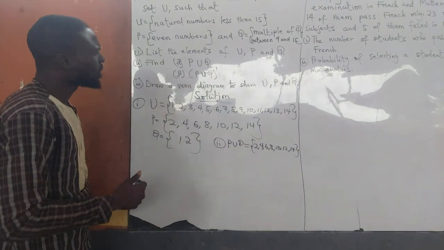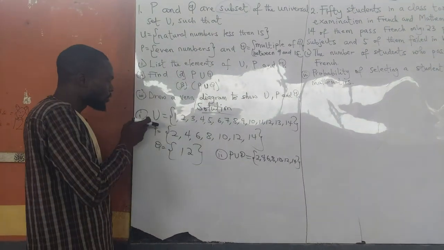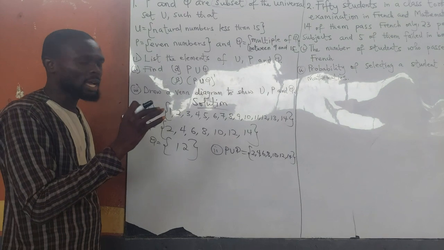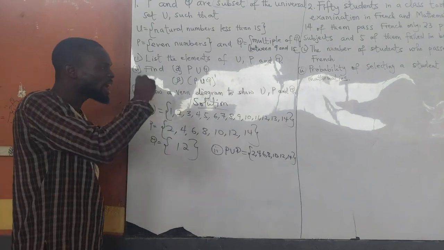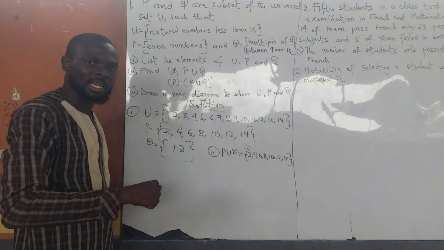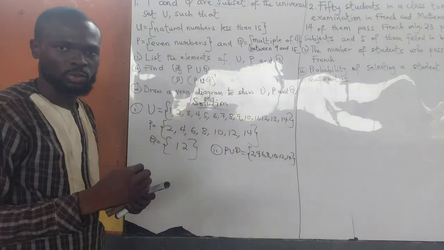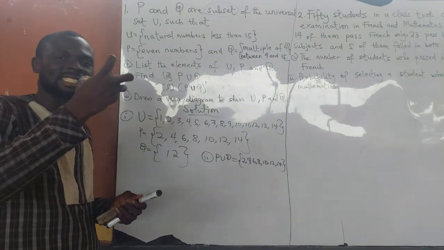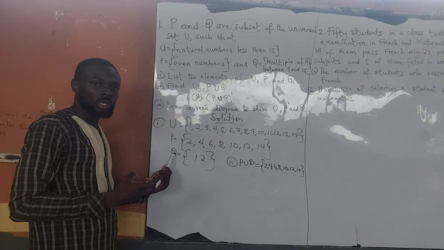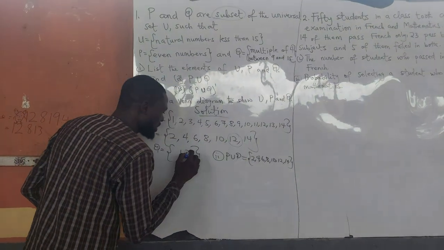Good. Now, our major interest is how to draw the Venn diagram for P and Q. That is the major interest. Because we are to draw a Venn diagram illustrating P and Q with the universal set, we have to know P intersection Q. That means the intersecting point of P and Q. Now you can see that the intersecting point is 12.